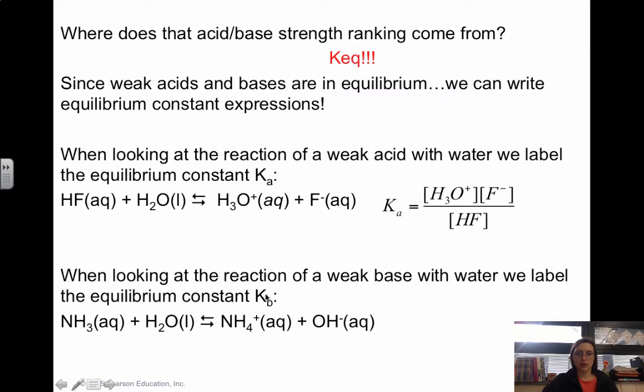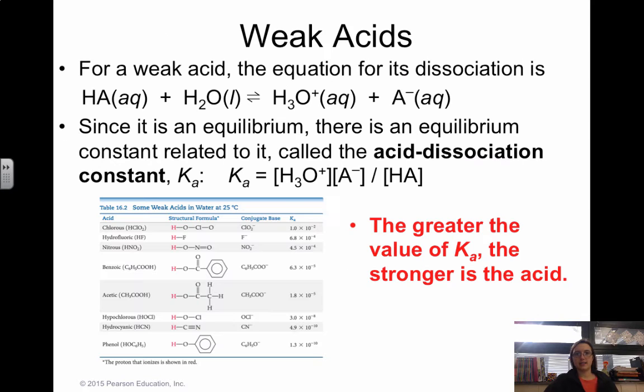Then we can also do the same thing for a base. We can look at the equilibrium constant Kb. So we have a weak base reacting with water, and we get Kb, the base dissociation constant. The same way, we do products over reactants. So for a weak acid, we have the acid dissociation constant. The reason that we can only do this for weak acids is because we have this double arrow. We can't do it for strong acids because we're not at equilibrium. There are no reactants at equilibrium. We only have products, so it's not even an equilibrium reaction.